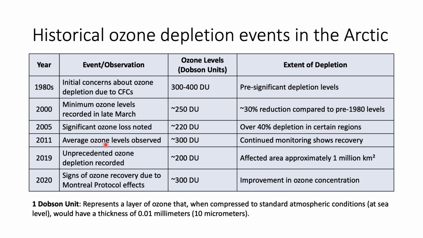And in 2011, the average ozone level observed was around 300 Dobson unit. So the continued monitoring shows there is a recovery. And in 2019, there was an unprecedented event where the value went to 200 Dobson unit. This affected areas of approximately 1 million square kilometers. In 2020, there is a recovery, and currently we see around 300 Dobson unit. There is an improvement in the ozone concentration.